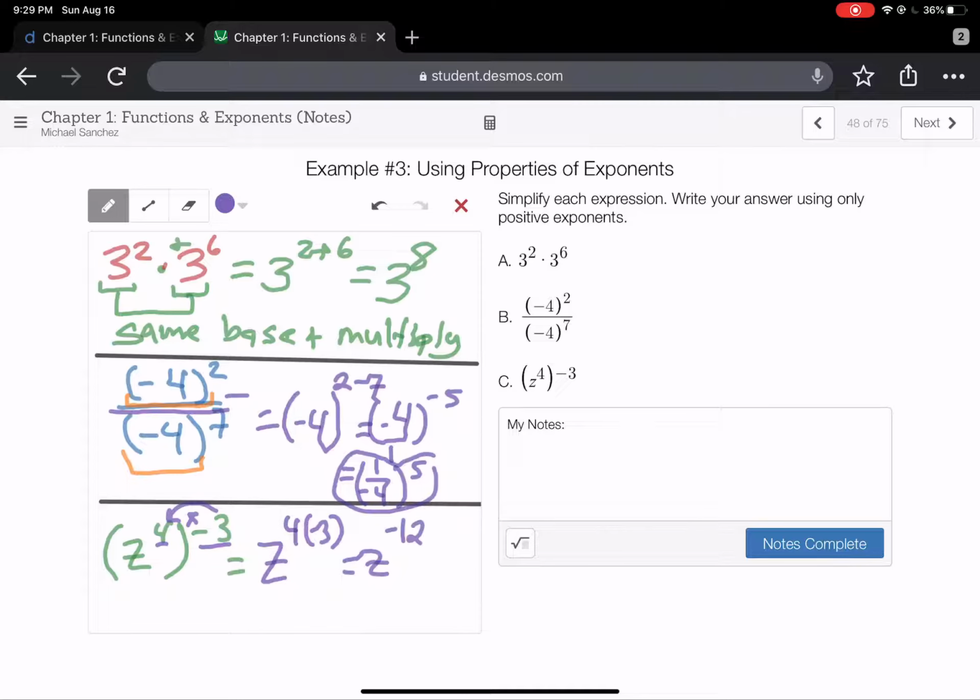And because this is a negative exponent, I am going to flip. Remember, this is 1 over z, or z over 1. I'm going to flip it to get 1 over z to the power of 12. And that is our result right there. That is our final answer.